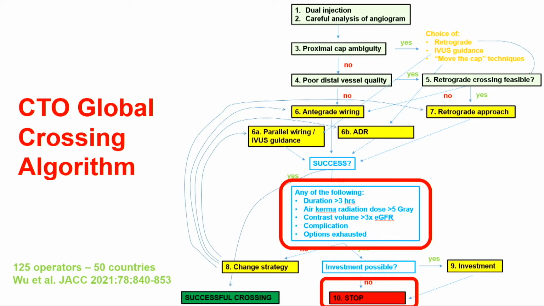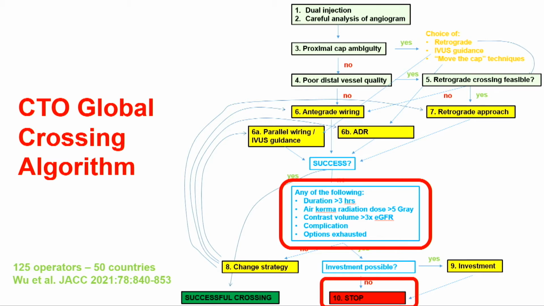And then finally, when do you stop? There are 5 reasons to stop. One is if the duration of the procedure is very long. 3 hours is kind of a cutoff if you haven't achieved much progress after this period of time. The other one is if you use too much radiation, with 5 gray being the usual cutoff. Third, if you use too much dye. 3 times GFR, especially if you're having a patient with baseline CKD.